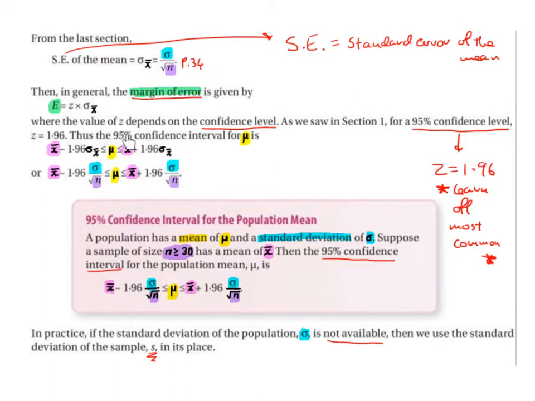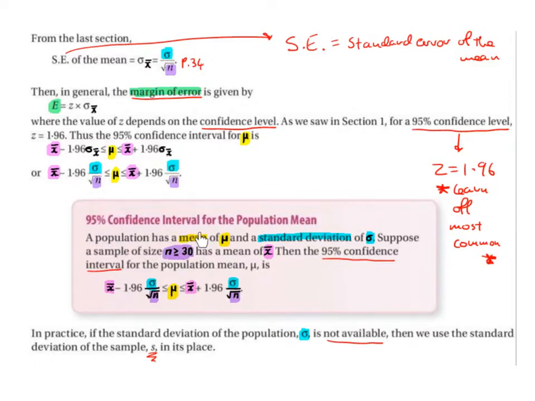Thus, the 95% confidence interval for the mean is x bar minus 1.96 multiplied by the standard error of the mean, and x bar plus 1.96 multiplied by the standard error of the mean. So the mean will lie between these two values. Or you could say the mean is greater than x bar minus 1.96 multiplied by the standard deviation divided by root n, or the mean is less than x bar plus 1.96 multiplied by the standard deviation divided by root n. So that is the 95% confidence interval for the population mean.